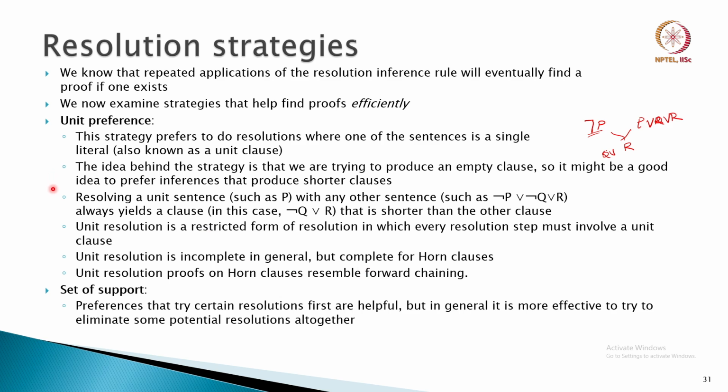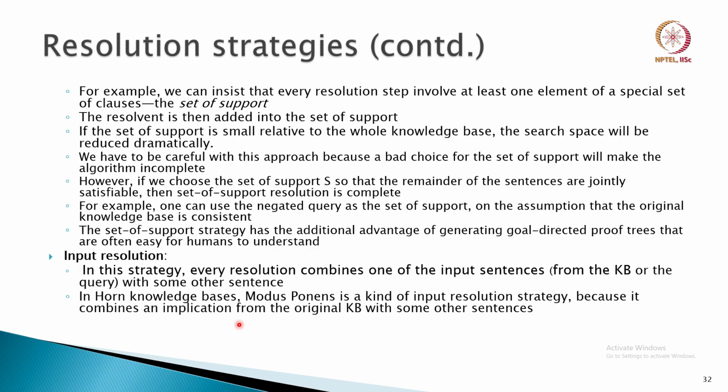The second strategy that we use is what is called the set of support. So you keep a few sentences and you say that whatever you are going to combine together, one of them will be from the set of support. Of course it's necessary to find out what goes into the set of support. For example, you can insist that every resolution step involves at least one element of a special set of clauses. Now, how do we find that special set of clauses?